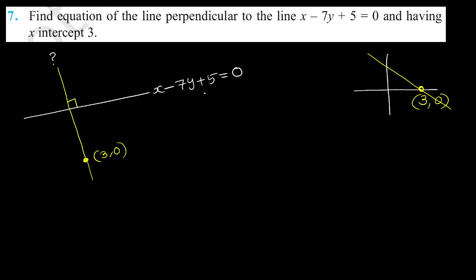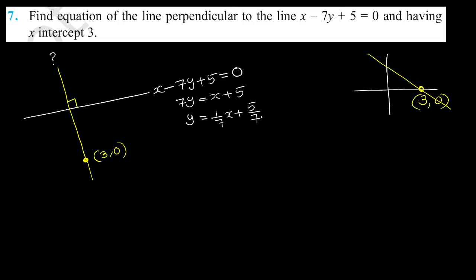Rearranging: 7y equal to x plus 5. Only 2 steps are required for finding the slope. Rearranging, we get y equal to 1 by 7 x plus 5 by 7.